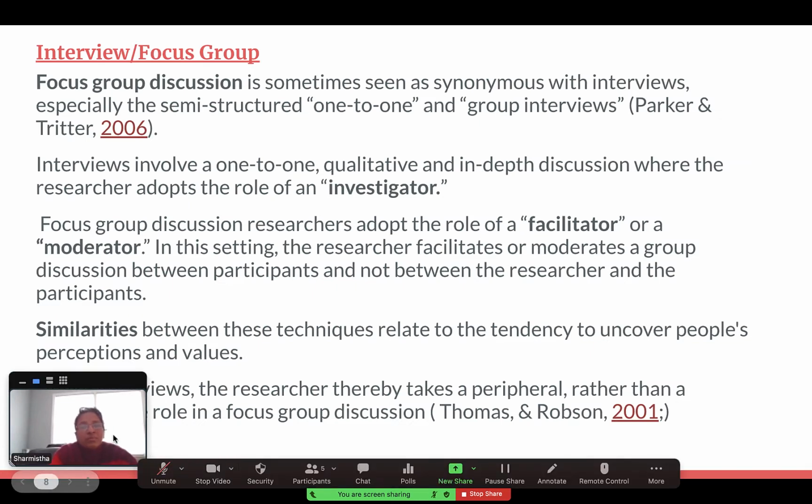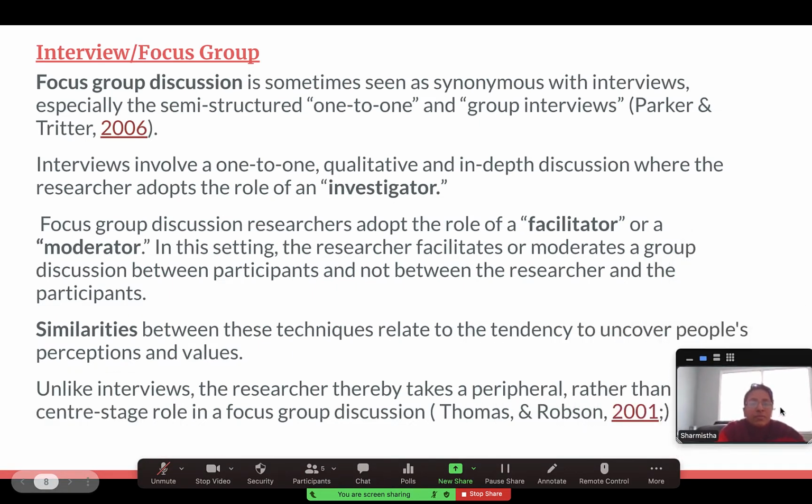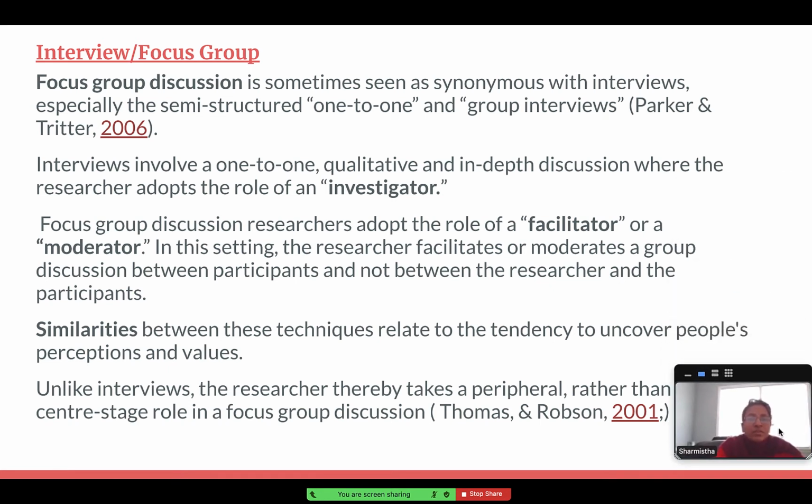So there are some similarities and differences between the interview method and the focus group method. The focus group discussion is sometimes seen as synonymous with interviews, especially with the semi-structured one-to-one and group interviews. But interviews involve a one-to-one qualitative and in-depth discussion where the researcher adopts the role of an investigator. Whereas in the focus group discussion, researchers adopt the role of a facilitator or a moderator. This is the basic difference.